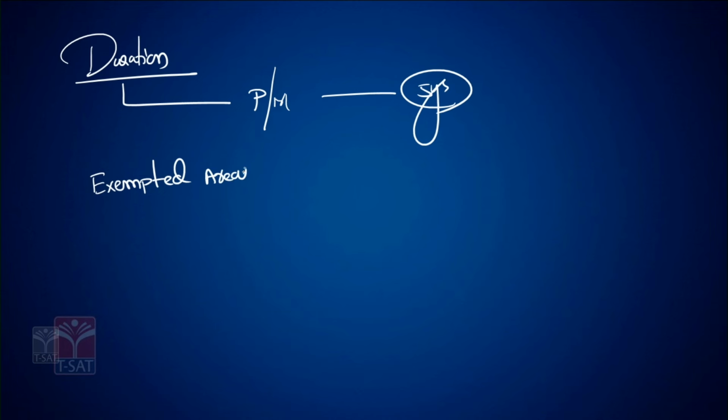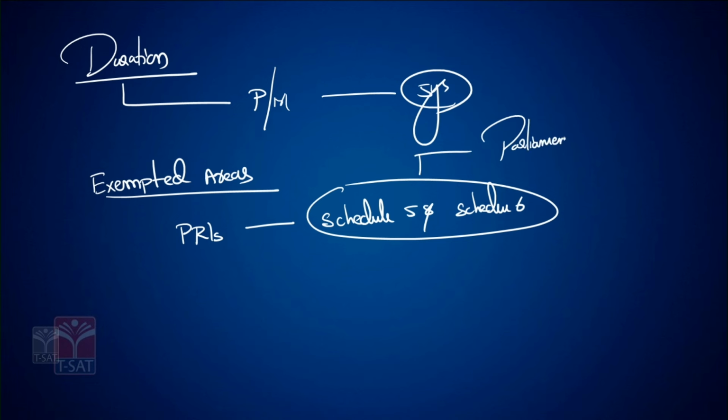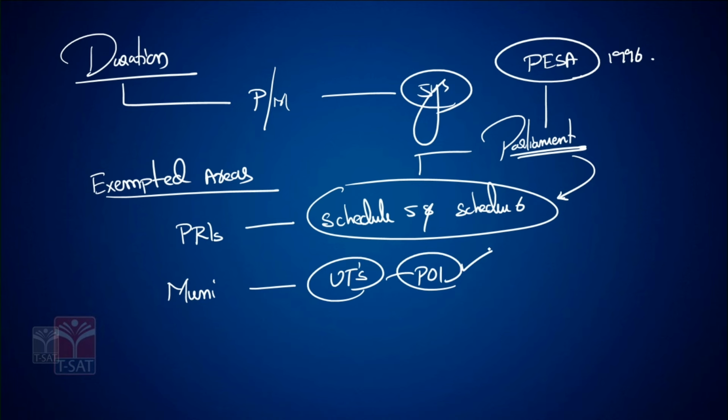Exempted areas. Now, what is exempted areas? For Panchayati Raj institutions, it is exempted from Schedule 5 and Schedule 6 areas. The 73rd Amendment Act is not applicable to Schedule 5 and Schedule 6 areas. But Parliament by a law can make it applicable there. Did Parliament make any law? Yes, PESA Act 1996, Panchayati Raj Extension to Scheduled Areas Act of 1996. Coming to municipality, it is exempted from union territories. But the President of India by a presidential order can extend this to municipalities as well.